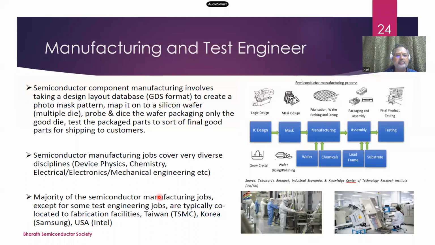A majority of jobs are typically located at the fabrication foundries in Taiwan, Korea, and the USA. As we talk today, that's where the fabs are located, right? But except for test engineering jobs, testing can be done remotely. We have ATE machines everywhere. Testing can be done remotely, but manufacturing is done predominantly in the big three countries: Taiwan, Korea, and USA.